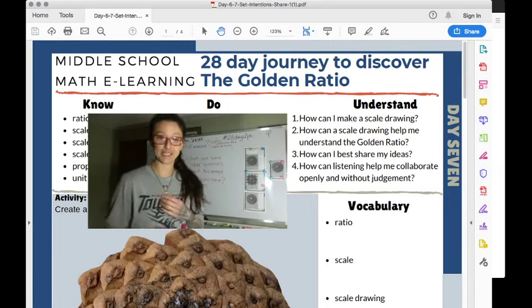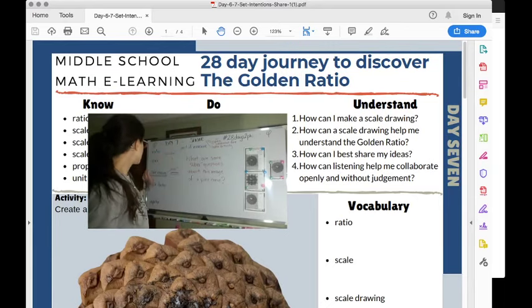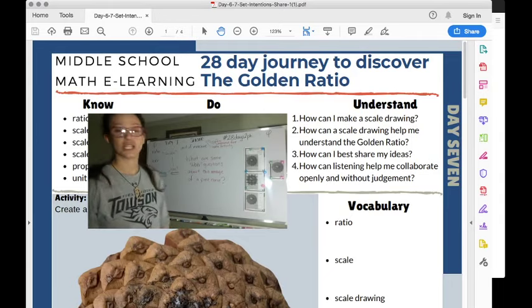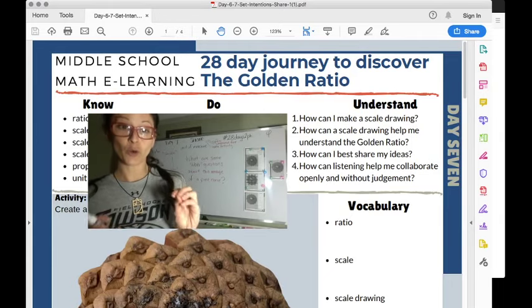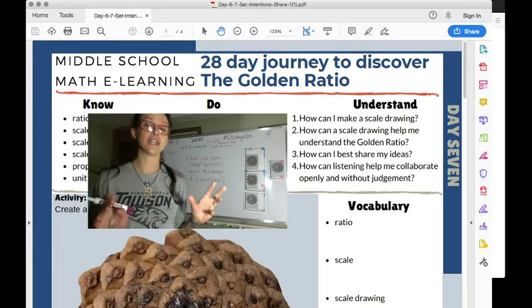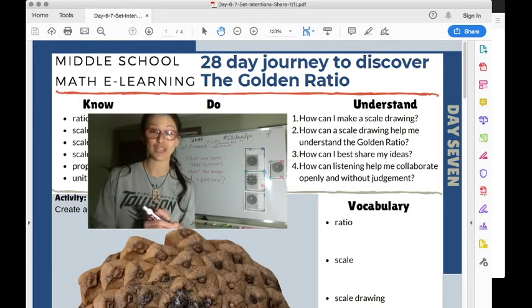Back to the words we need to know. Ratio, scale, scale drawing, scale factor, proportion, and unit of measure. Those are all really important words in understanding how can a scale drawing help me understand the golden ratio.